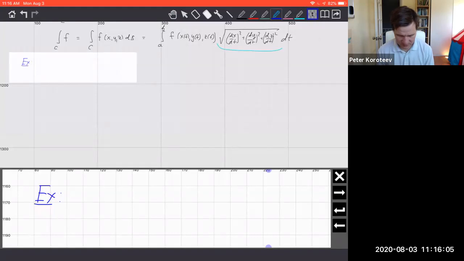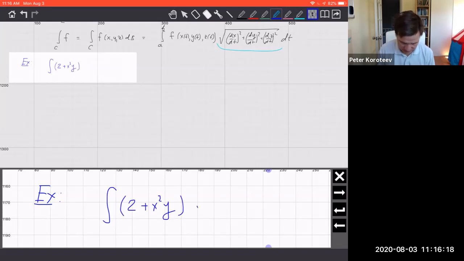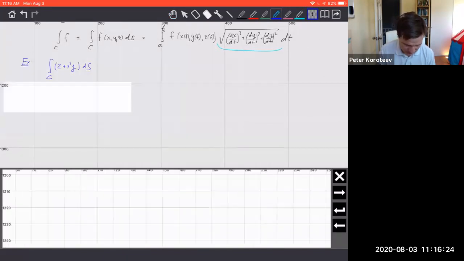So clearly it applies in 2 dimensions, in 3 dimensions, in any number of dimensions. So let's do a 2-dimensional example. We want to integrate the function 2 plus x squared y ds over the curve C, where C is the upper semicircle like this.